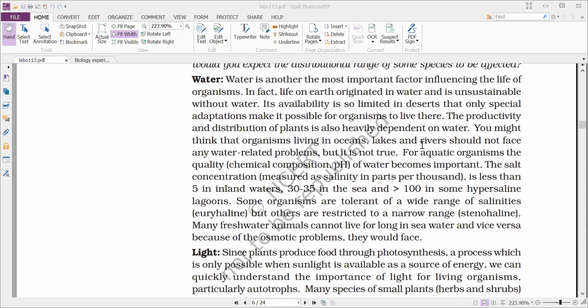That's why if you are growing a freshwater fish in your aquarium, you have to place only fresh water. If you are growing a marine water fish, you have to place only marine water. Most people grow only freshwater fish in the aquarium because it is freely available. Okay, these are some of the problems that are faced by organisms with reference to water.